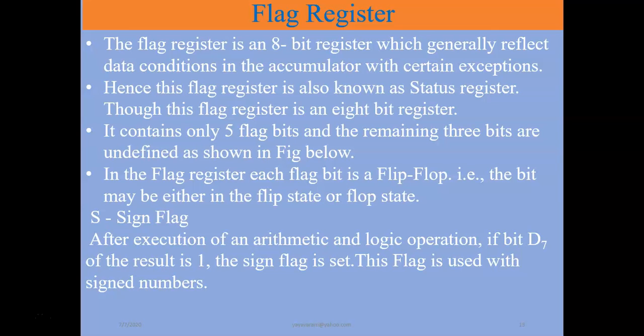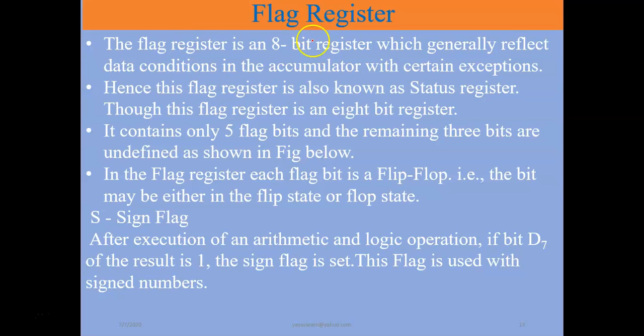Why do we use the word flag? Flag means 1 bit. When I raise the flag, it means 1. When I drop the flag, it means 0. That means it indicates the status, either set or reset, either yes or no, like this flag. That's why it is also called the flag register. As it indicates the status of the ALU, it is also called the status register.